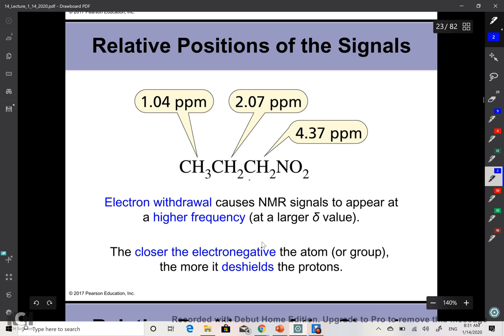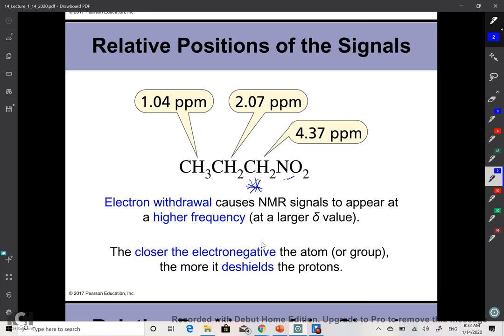This first hydrogen here, with a chemical shift of 4.37, is that downfield or upfield? That's downfield, meaning it is deshielded. It's deshielded simply because it is next to the nitro group. The nitro group is an electron withdrawing group, so it will deshield it, make it downfield, and make it resonate at high frequency.